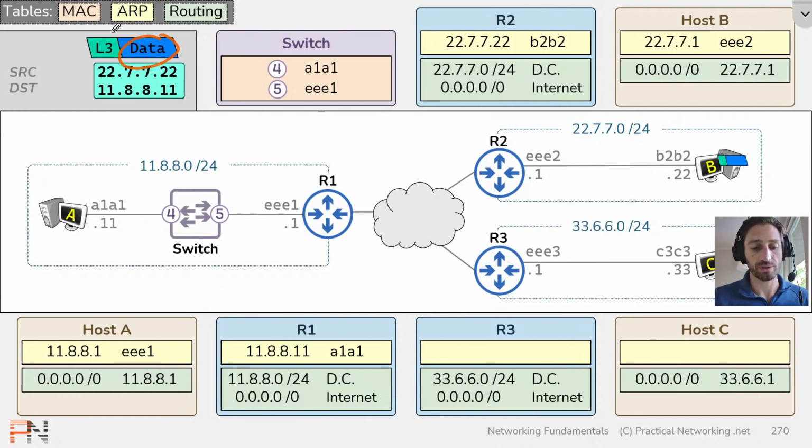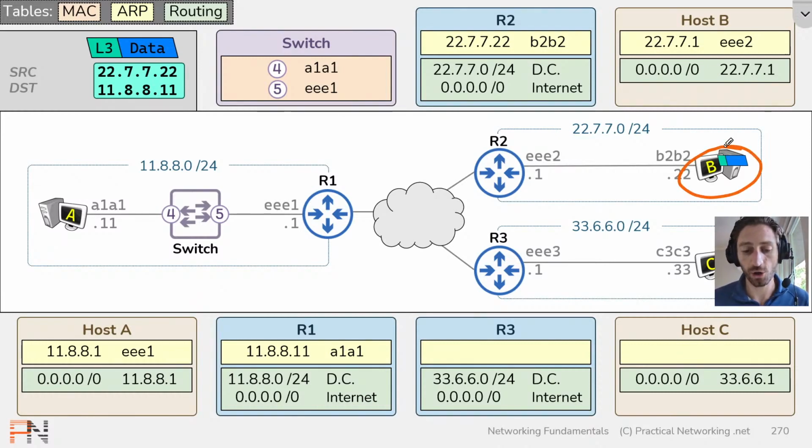It's going to start with host B throwing on a layer 3 header. Oh, and I should say that response will go much quicker since all of the MAC address tables and ARP entries for this particular flow have already been populated. You'll see that all of this will go much, much quicker.